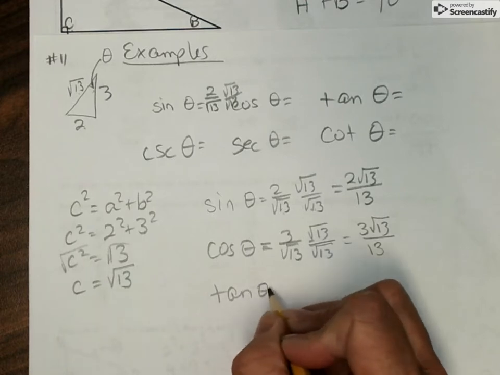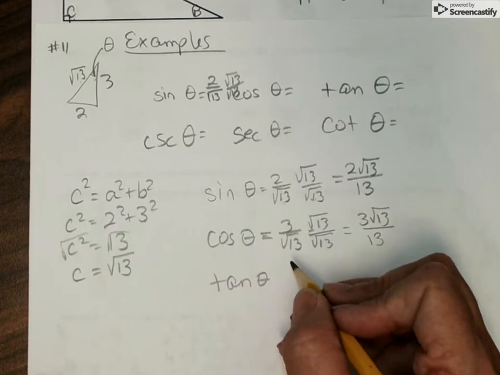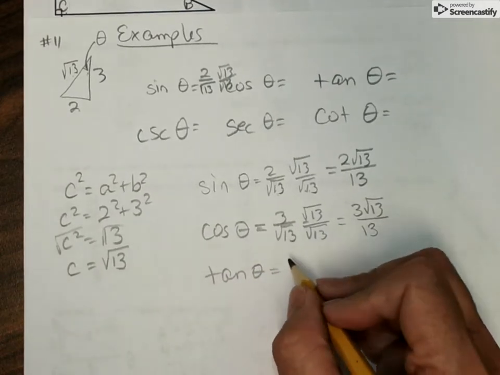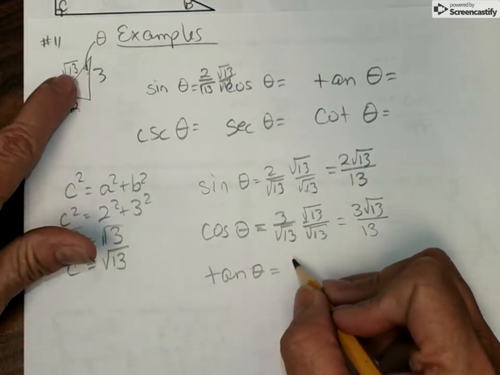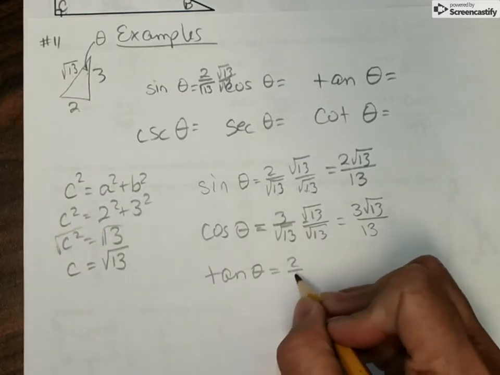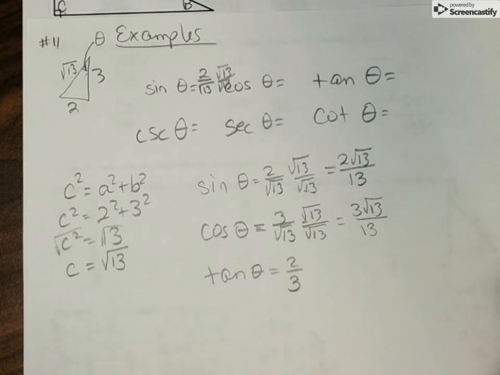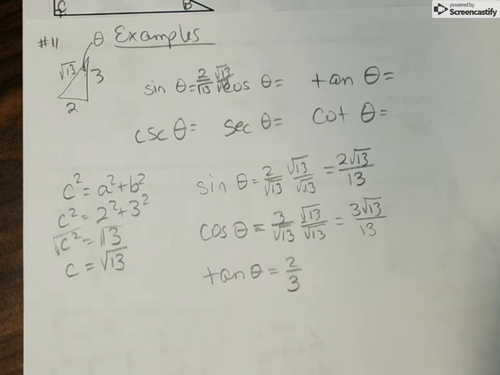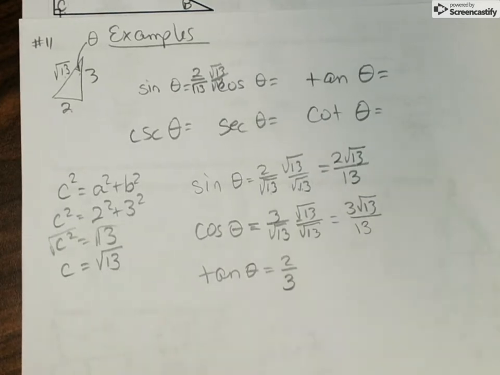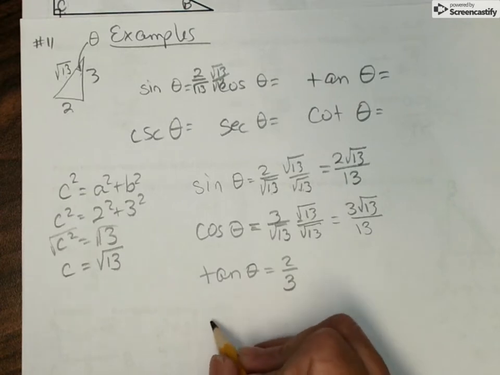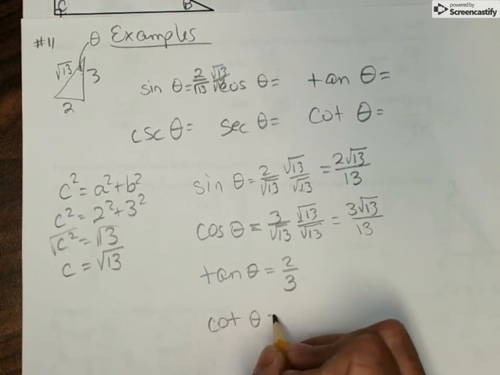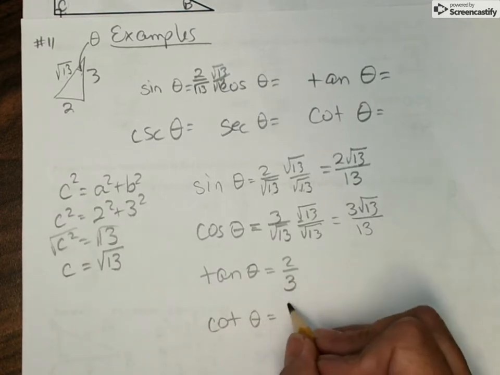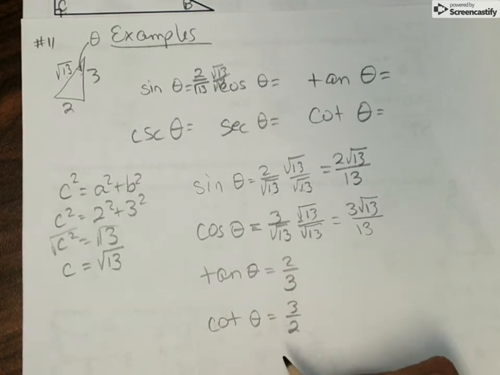Tangent of theta is equal to the opposite side, so opposite of my theta, that would be 2, divided by the adjacent side, which is 3. There's nothing left to do there. That is the answer. Okay, so now we need to do our inverses. Cotangent of theta is just the inverse of this, so that would be 3 halves.